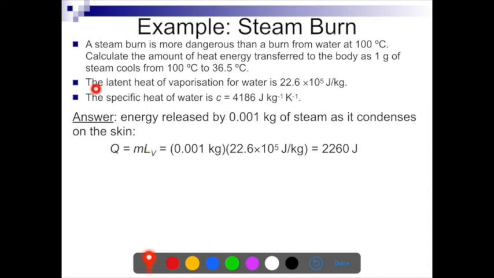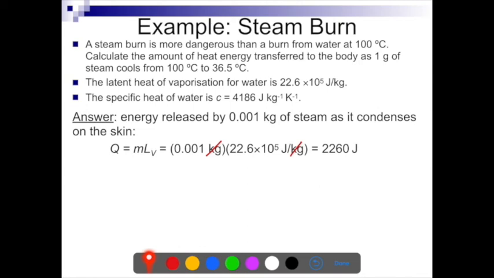Okay, and then the latent heat of vaporization was given in the problem, which is 22.6 times 10 to the 5 joules per kilogram. And again, notice the consistency of units here. You have kilogram for the mass, which will cancel out with the kilogram in the unit for latent heat of vaporization. So you're left with the unit of joules. Okay, and plugging in the numbers in your calculator, you have this energy, 2,260 joules of energy is released to the skin when steam condenses into water.